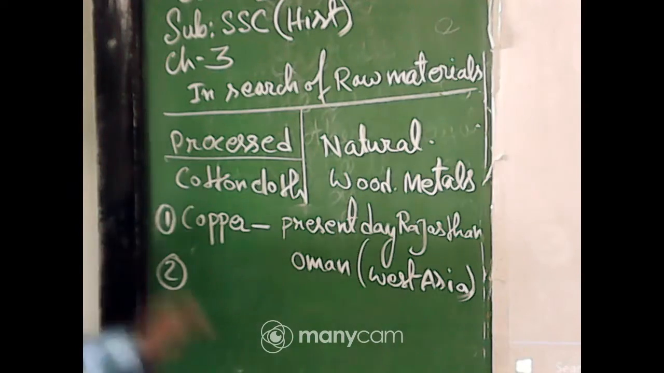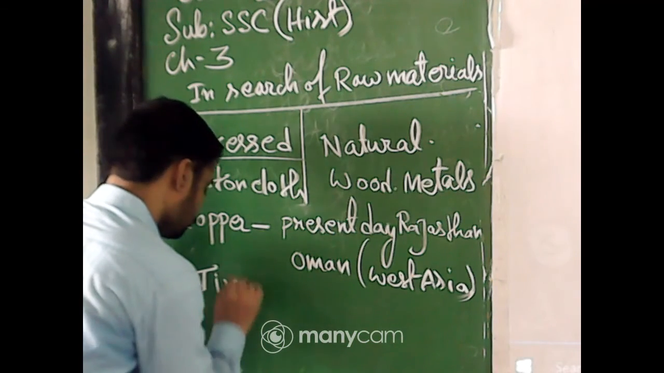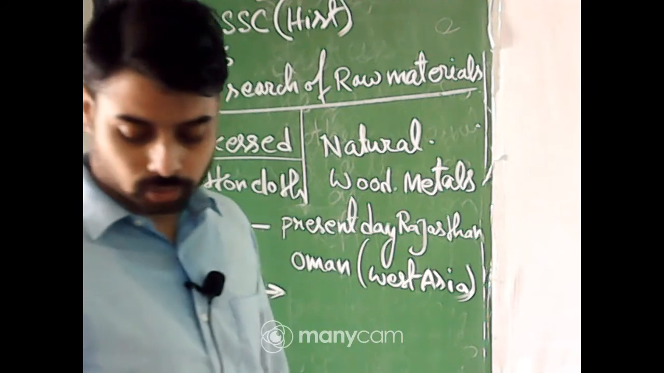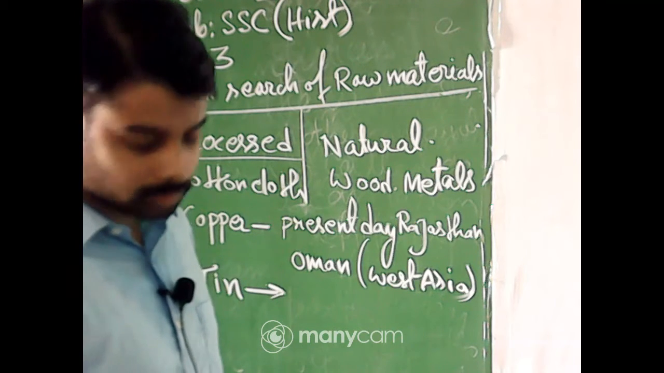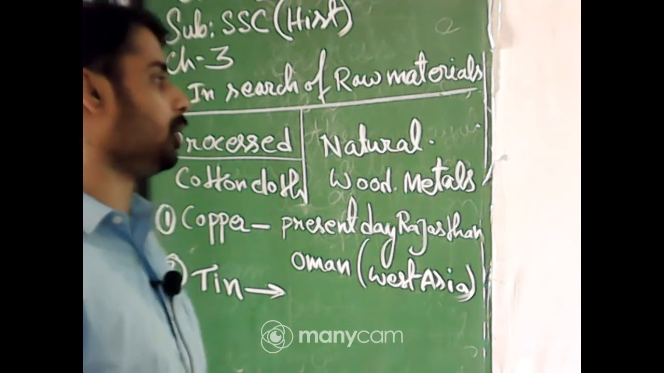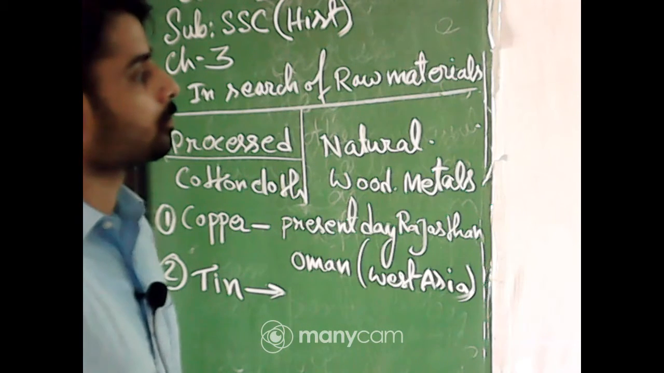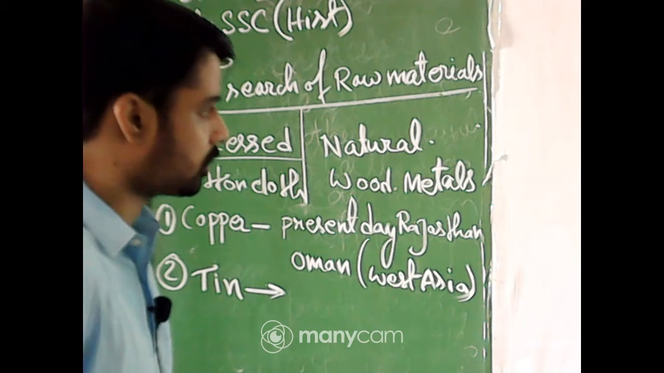Number two, another metal that is called tin. Students, those who have the old book can open page number 37 and 38. Those who have the new book can open chapter number 3 in your history book.